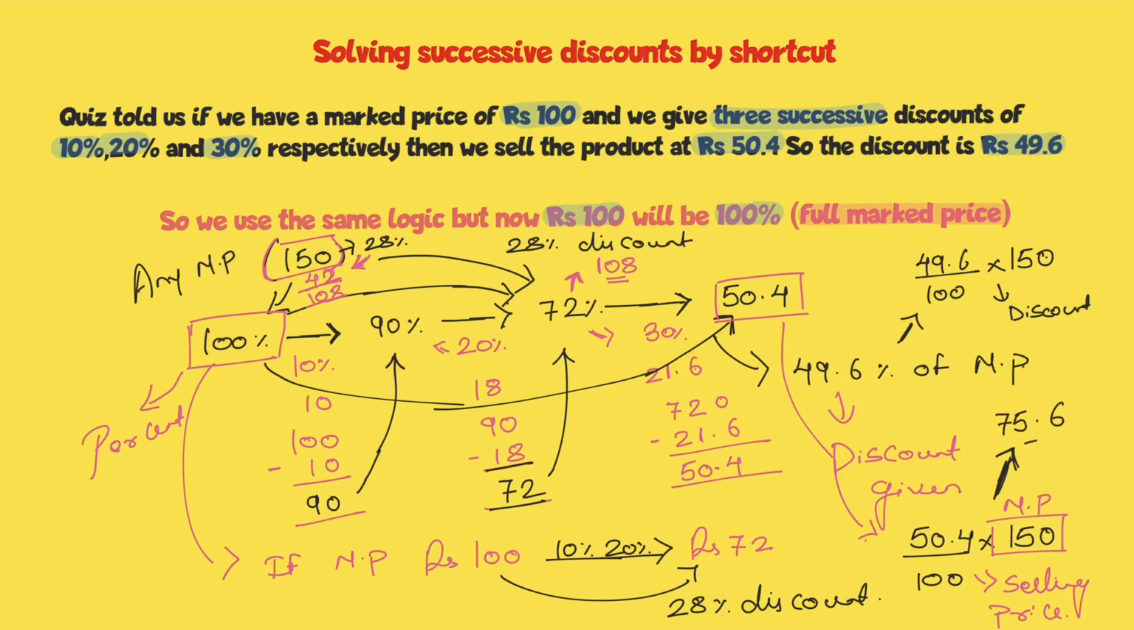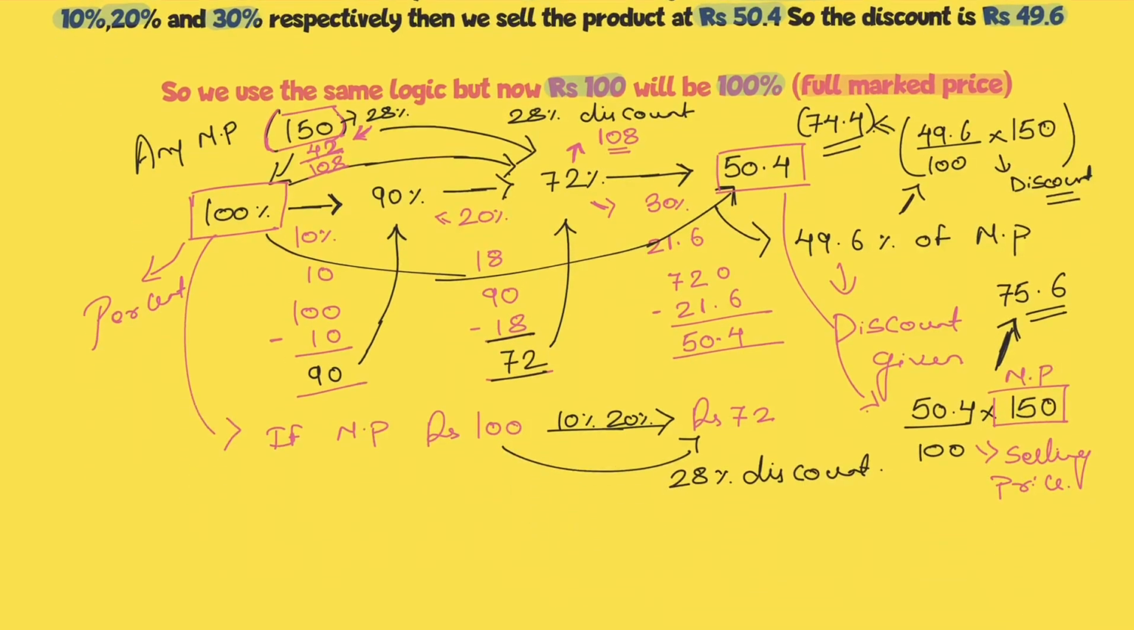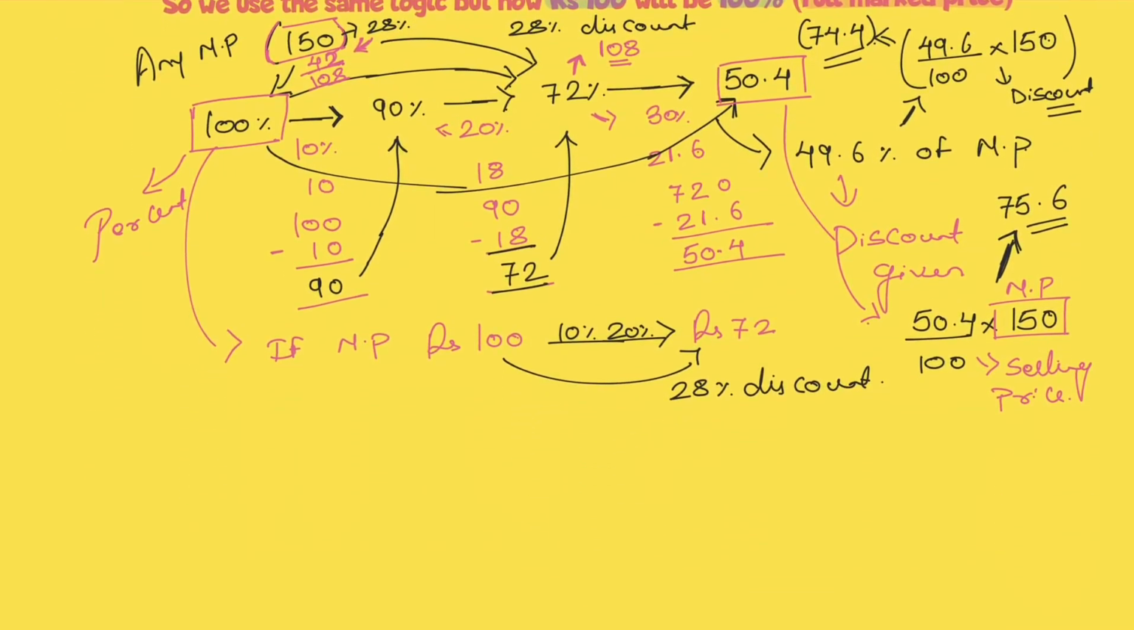So 50.4% of 150 is 75.6. So that will be my selling price when the mark price is rupees 150. And if I ask you what is the discount given, you will tell me 49.6% of 150, which is 74.4. That is the discount given on the mark price of rupees 150. So make sure the only thing that will change is the mark price. I'll give you any mark price, but the method will remain the same. All that you have to remember is the percentage method and how to use that to get to the discount and the selling price.